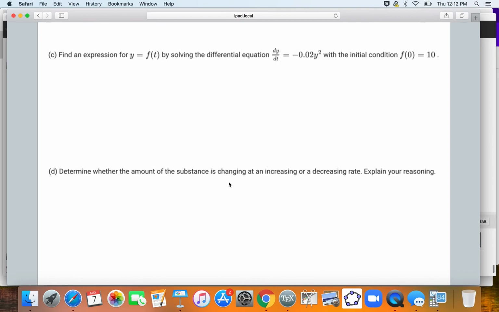All right. So C, find an expression for f of t by solving the differential equation with the initial condition. So we're just going to use a separation of variables here. Let's see, I'm going to divide over y, so I'll have 1 over y squared dy. We'll multiply over dt equals negative 0.02 dt. I'll just clean this up a little bit. I'll write that as y to the negative 2 dy equals negative 0.02 dt. And now we're ready to integrate.